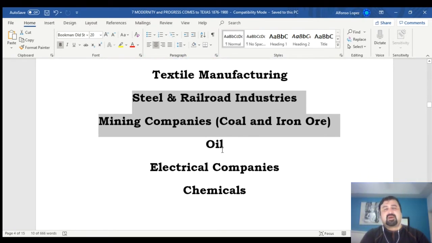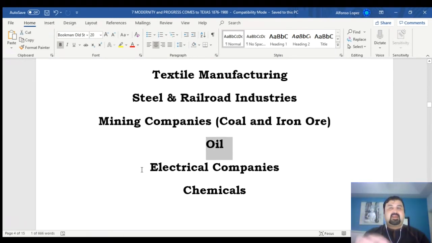Another industry that is going to be on the rise, and this is something that we're going to see in Texas particularly, because Texas is going to be at the forefront of this industry, is the oil industry. It already existed in the latter part of the 19th century, but there was not really a huge demand for oil prior to the coming of the automobile in the 20th century. Oil was used for industrial processes. It was used for oil lamps. So before even the age of electricity, people used oil lamps, etc. So yes, there was a demand for this energy resource.